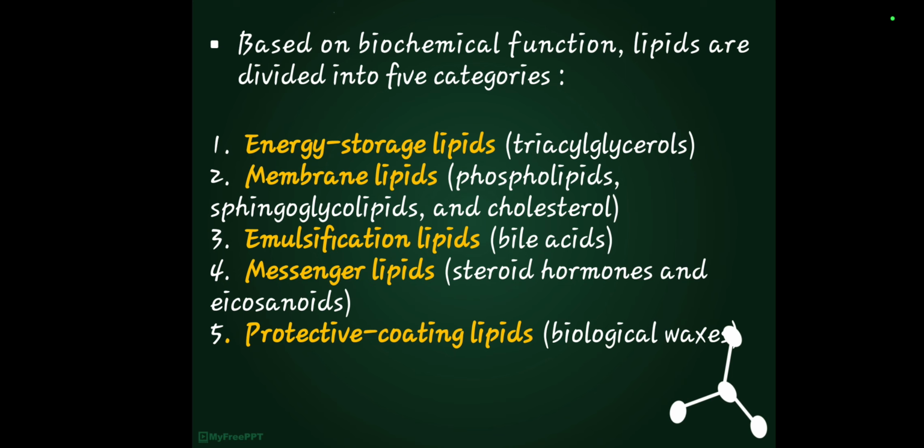So based on biochemical function, it is divided into 5: energy storage lipids by means of triacylglycerols; membrane lipids by means of phospholipids, sphingoglycolipids, and cholesterol; emulsification lipids by means of bile acid; messenger lipids by means of steroid hormones and eicosanoids; protective coating lipids by means of biological waxes. So that was the biochemical function of the lipids.